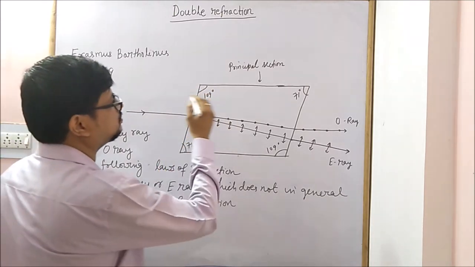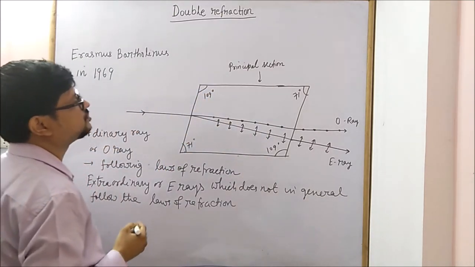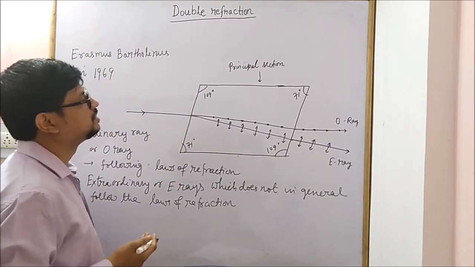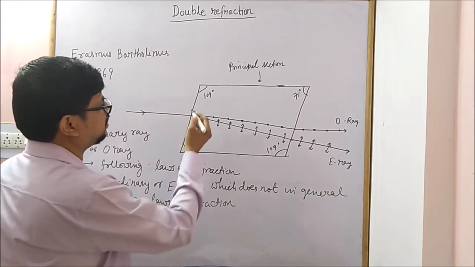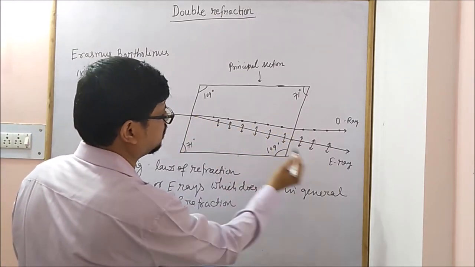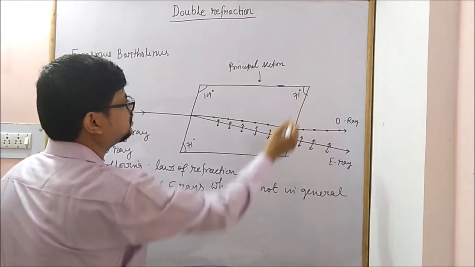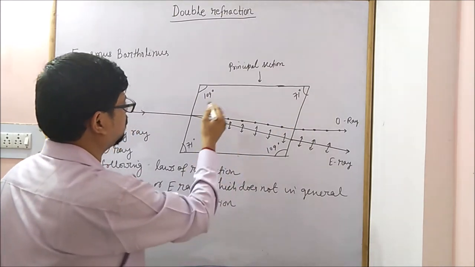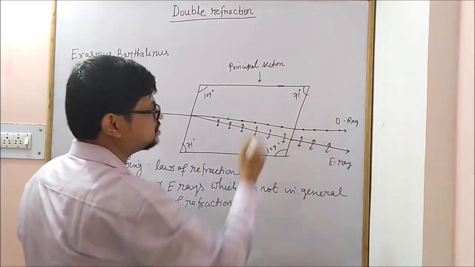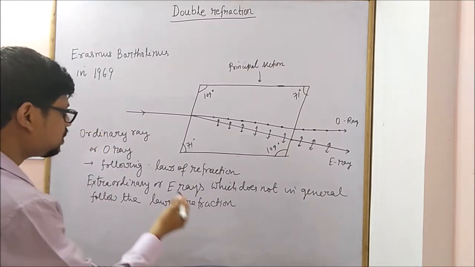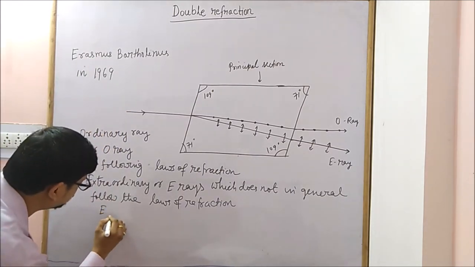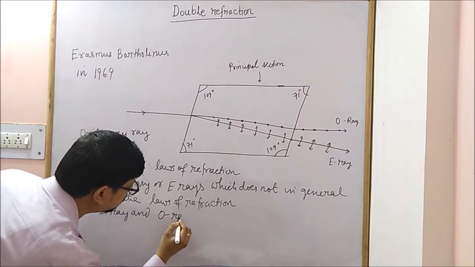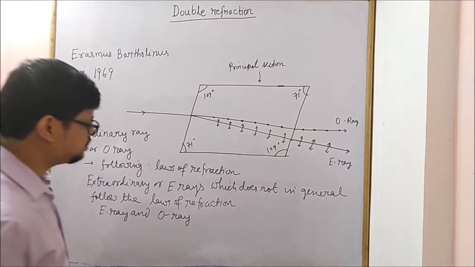Now this is an ordinary unpolarized light. It falls on a calcite crystal or a quartz crystal or a crystal which is capable of showing double refraction, and it splits into two rays, that is O ray and E ray, and this is the principal section, and so it is shown by a parallelogram containing 109 degree and 71 degrees. Now both E ray and O ray are plane polarized.